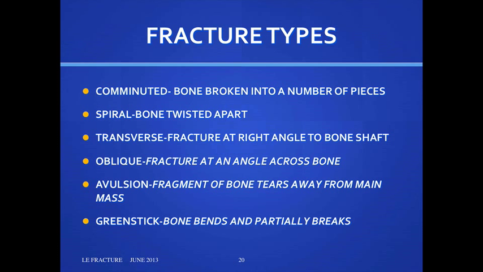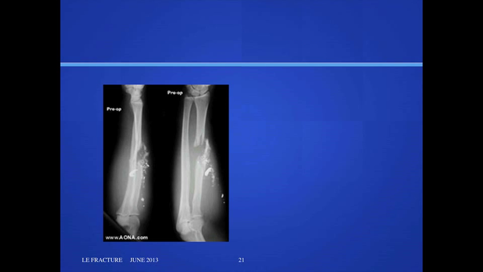Oblique fractures are at an oblique type of alignment across the bone. Avulsion fractures is where there's a fragment of a bone which is basically pulled off of the bone. This often occurs at insertions of bones such as the medial epicondyle of the humerus, the patella tendon, and even the calcaneus. And green stick fractures are bending type fractures where there's only a partial breakage. You can see a comminuted fracture here, multiple fragments.